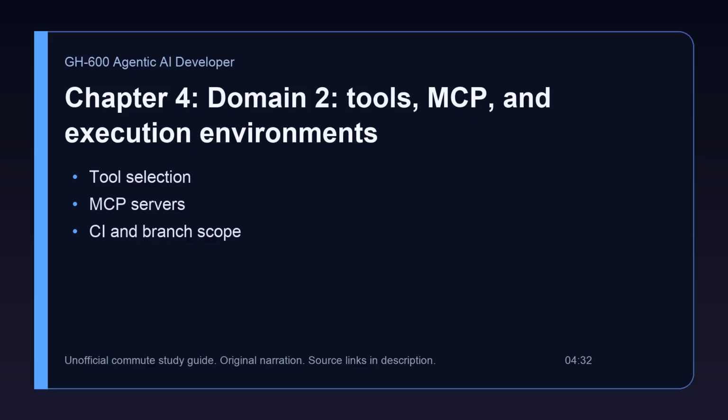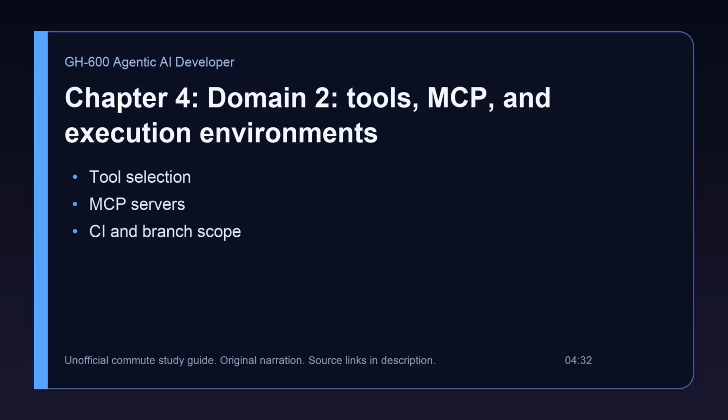Chapter 4. Domain 2, Tools, MCP, and Execution Environments. Key points: tool selection, MCP servers, CI and branch scope. Domain 2 is the biggest domain. Treat it as your scoring opportunity.